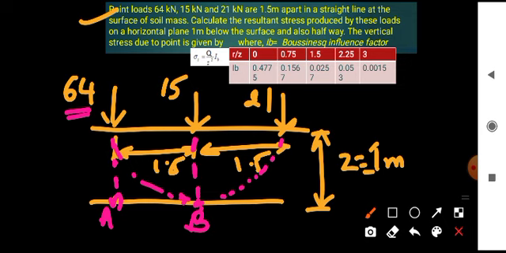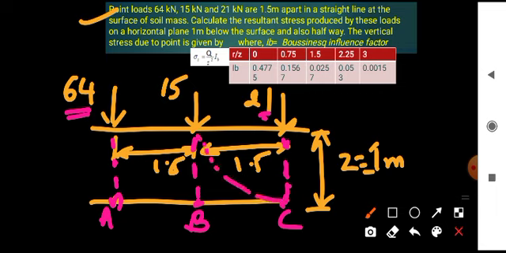Similarly, if we take the third point, say here, this is C. C also will have three influences. First is due to the 21 kilonewton only, the second is due to the adjacent 15 kilonewton applied load, then due to 64 kilonewton. So there are three influences again.